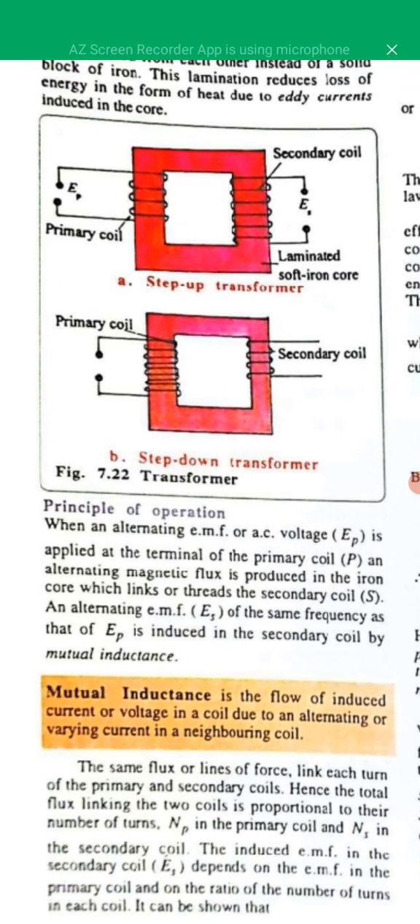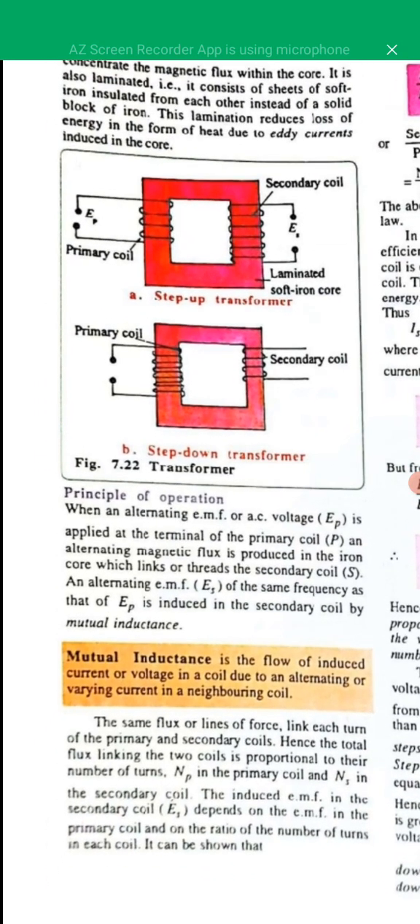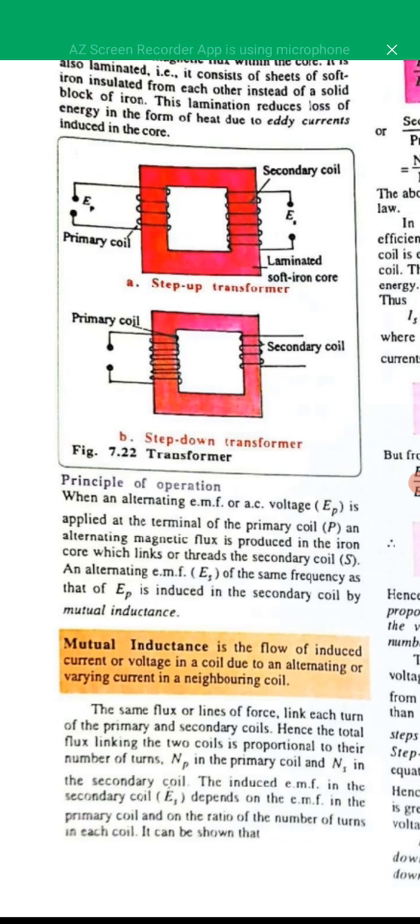Why is it laminated? We can say it is laminated, or it is insulated. Why? Like we said earlier, as long as there are conversions of energy, electrical to mechanical, mechanical to electrical, don't forget the law of conservation of energy. Energy can neither be created nor destroyed, but can be transformed from one form to another.